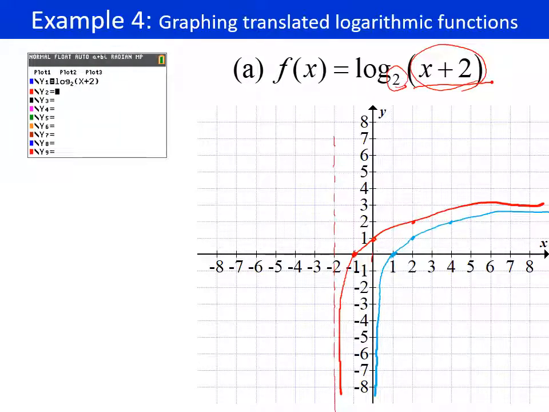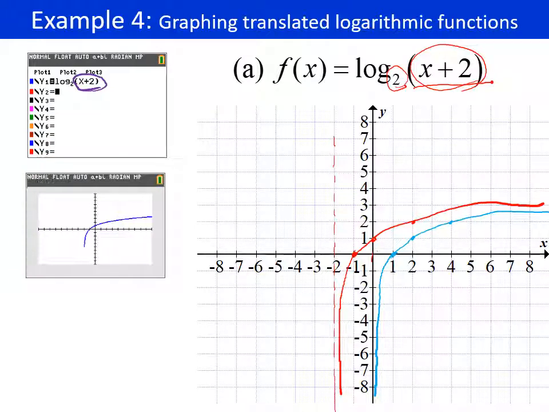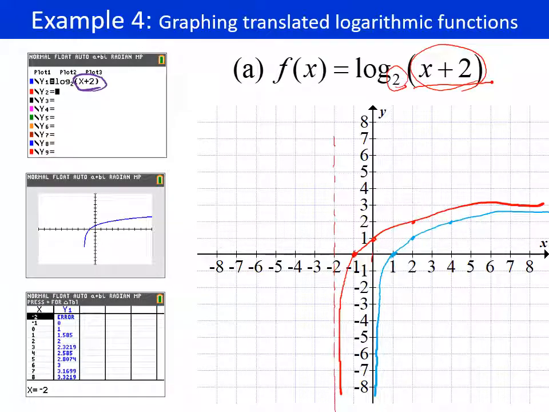Here, on my calculator, is the log base 2 of x plus 2. Notice how we have parentheses around the x plus 2. Here's the graph, and again that does look a lot like my red line, except it's blue of course. And there's the table of values with the dots where we have them. Here's the -1, 0, here's the 0, 1, and here's the 2, 2.